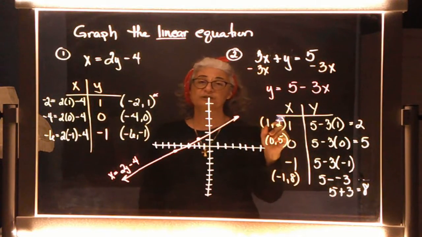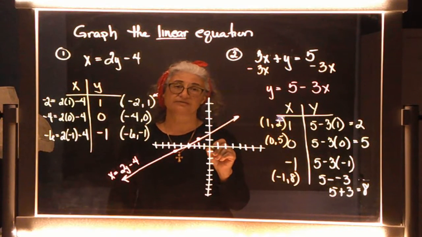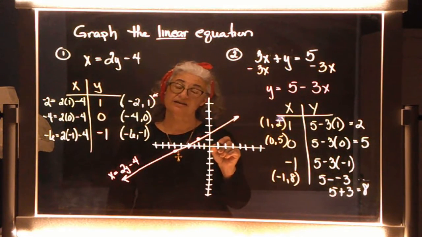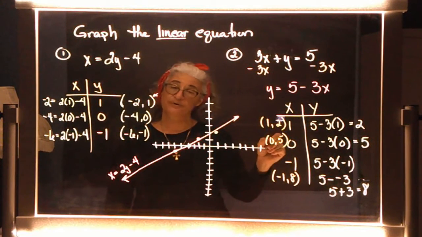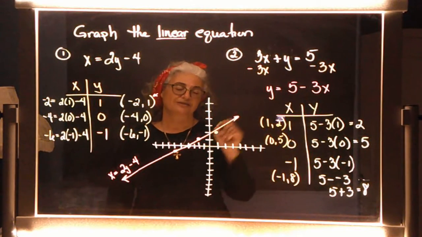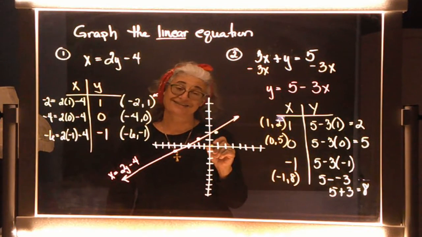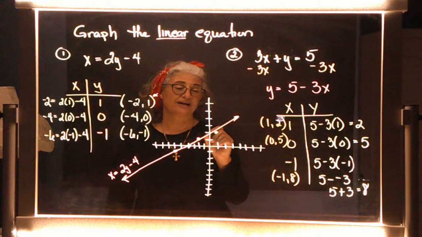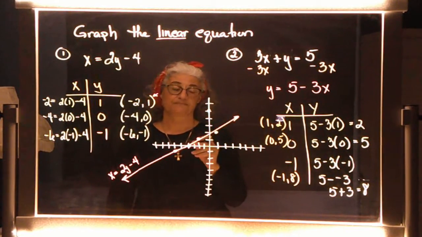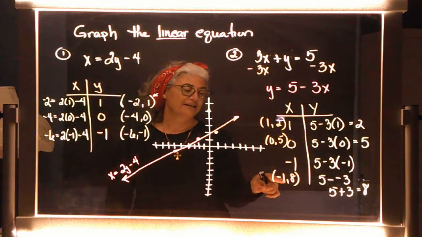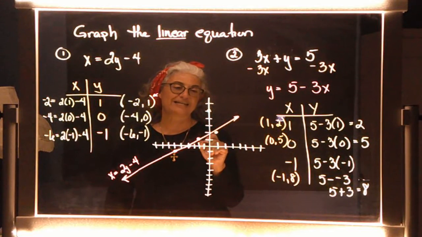My first point was 1, 2, wasn't it? So start at the origin, go which direction? 1 right, and then 2 up. Good. The next point is 0, 5. Start at the origin. Good. Don't go left or right because that x is a 0. And then go 5 up. So here is that second point. Lastly, negative 1, 8. Start at the origin. Good. 1 to the left and 8 up.